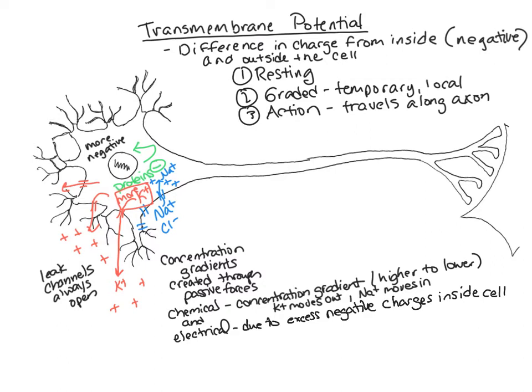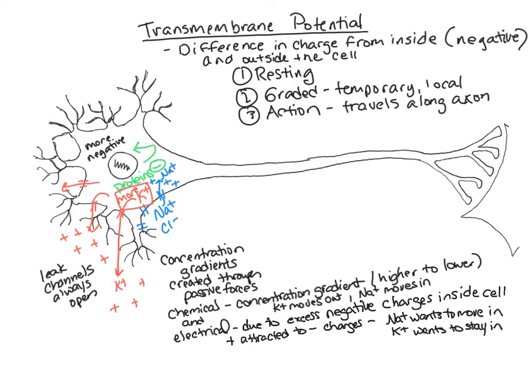We know that positive charges are attracted to negative charges. So with the electrical gradient, sodium in the extracellular fluid is attracted to the negative charges inside the cell. This will cause sodium to want to move faster into the cell. Potassium, which has a positive charge, and we know potassium is higher on the inside of the cell, will more likely want to stay inside the cell because of the negative charges inside the cell.